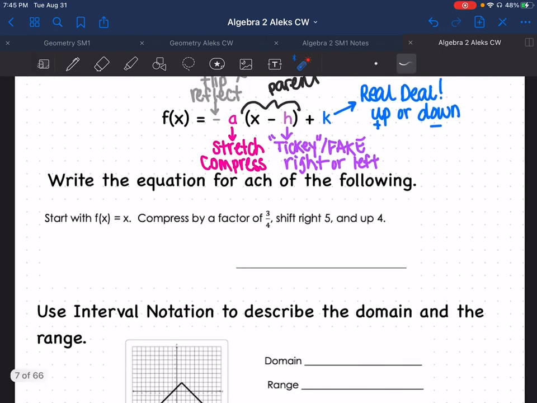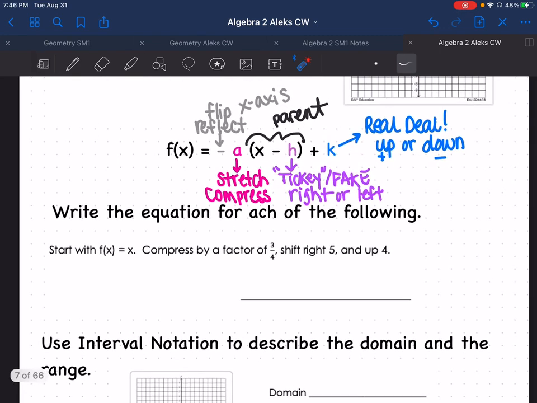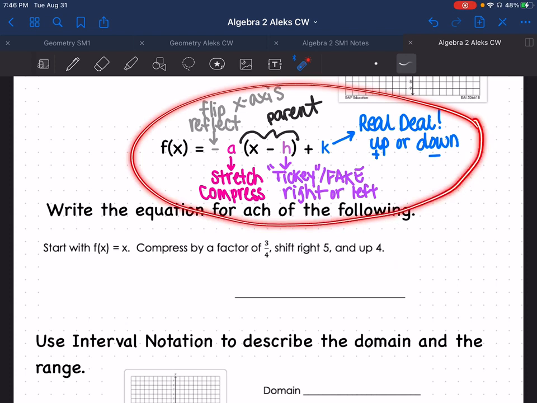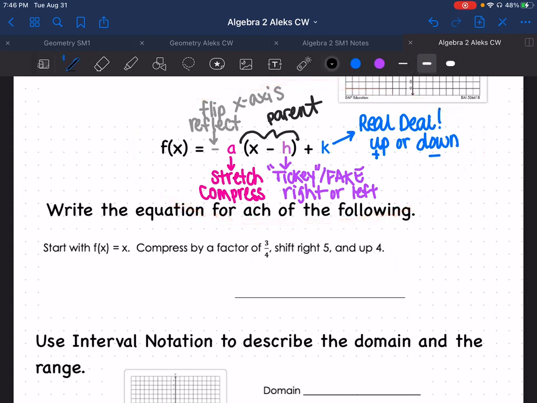All right. The next couple of questions are going to ask you to write the equation for each of the following. So it's going to give you a start to your f of x, and then it's going to give you some parts of this guy right up here. Just remember that you're going to go ahead and you're going to follow along. So compress by a factor of 3/4, shift right 5, and up 4.